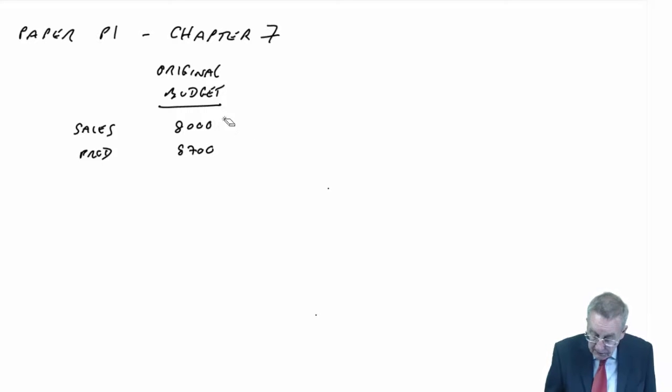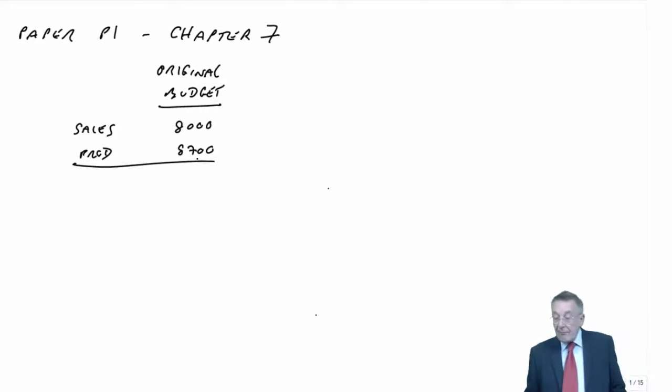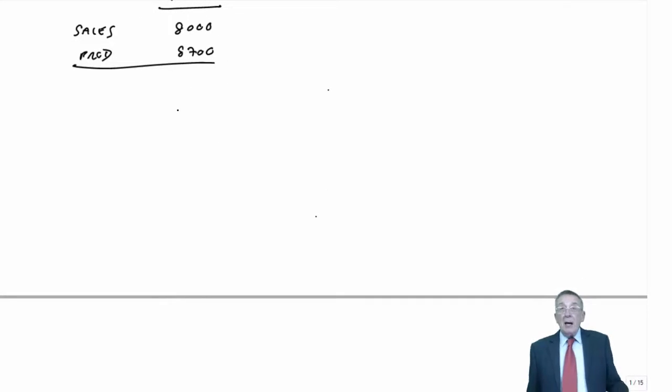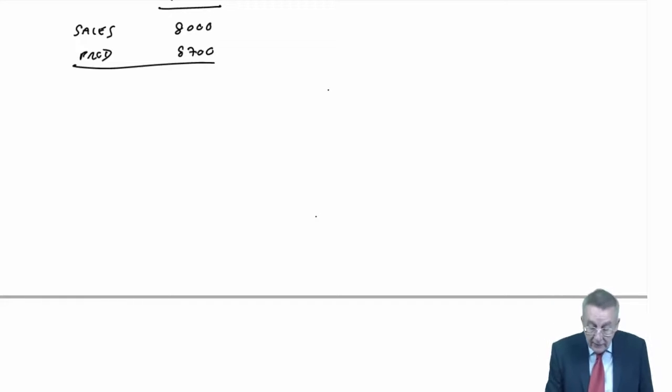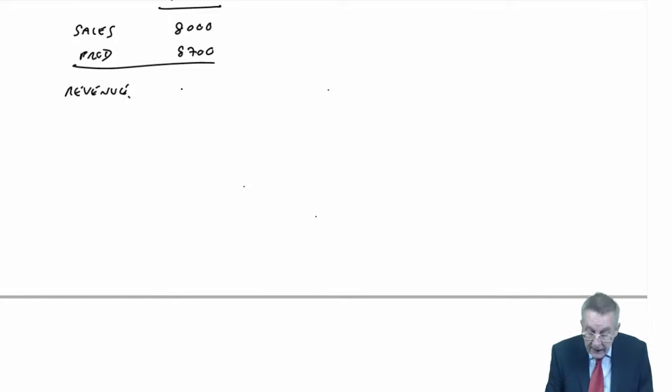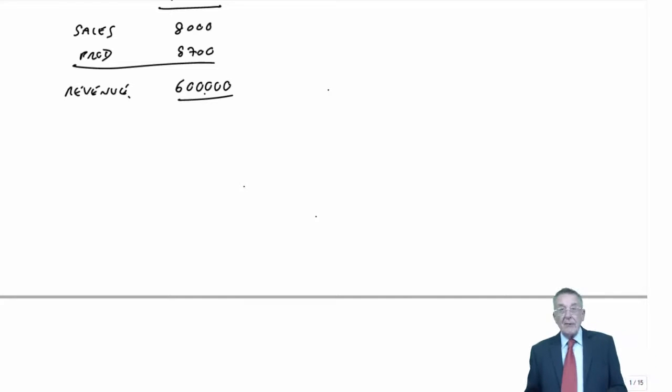I won't bother writing units because that's just units. However, let's just work down as a result what the profit statement is that we're budgeting on. First of all, the revenue. Each unit should sell at $75. So 8,000 at 75, 600,000. So that's our budget revenue.